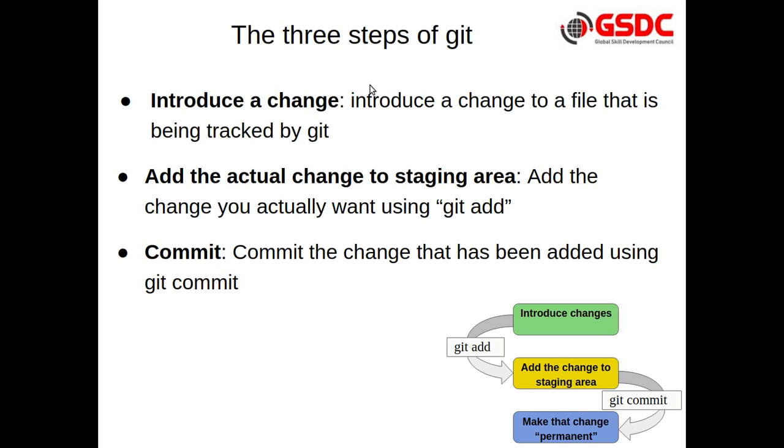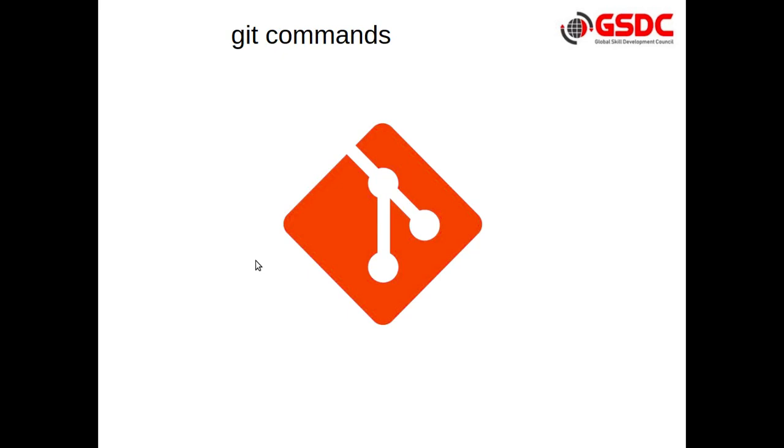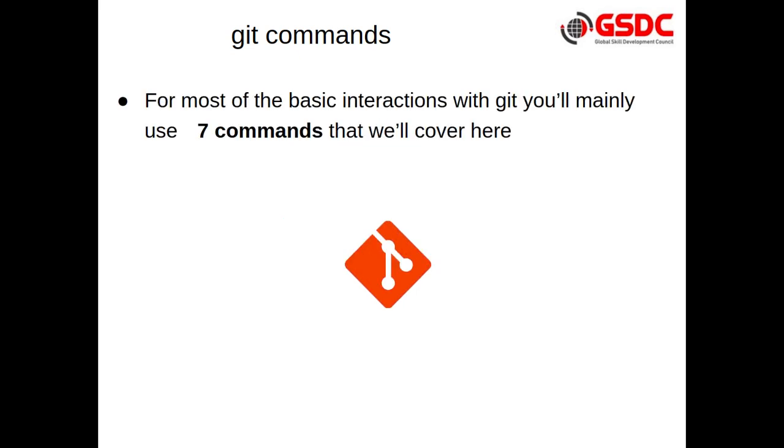Again, we already discussed these 3 steps: introduce the change, add the actual change to the staging area, and then commit. Once the commit is done, that code is available on your GitHub project. Now, to perform all this activity, there are some important commands we need to know. So now we'll discuss all those commands.